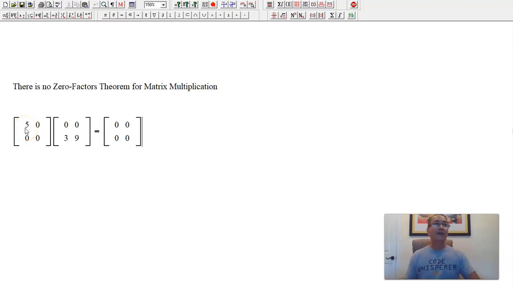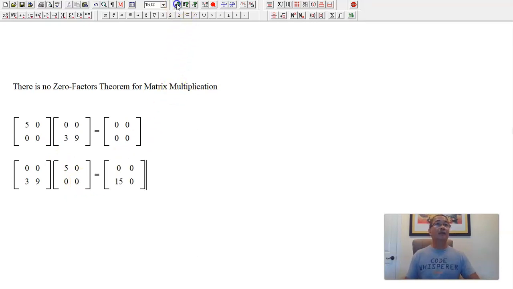Now, I believe in your homework, you're going to be challenged to make an example where none of the entries is 0. Have fun. While we're at it, I mentioned that if you reverse the order of multiplication, you might get a different answer. Okay, so what about now? If we put the 3, 9 on the left and the one with the 5 on the right, will we still get all zeros? Oops, no, we get a 15 over here from the 3 times 5. So again, matrix multiplication is not commutative in general.